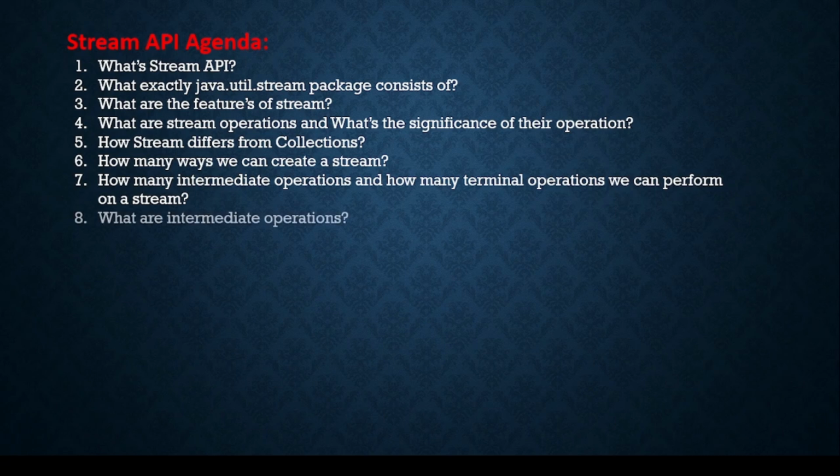Going forward, what are intermediate operations? By the name, you might have got to know that intermediate means in between operations while performing some operation. For example, we have a collection list, and then we perform some operation. Whatever operation we perform in between, that is nothing but an intermediate operation, which is going to give you some kind of result.